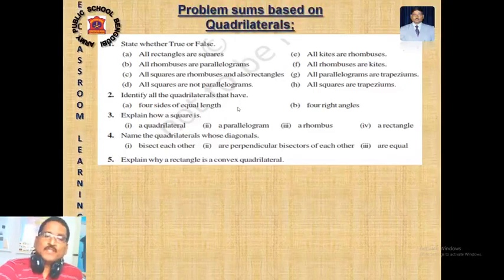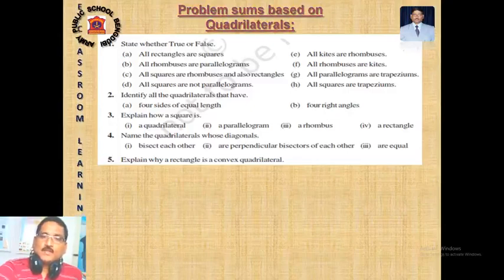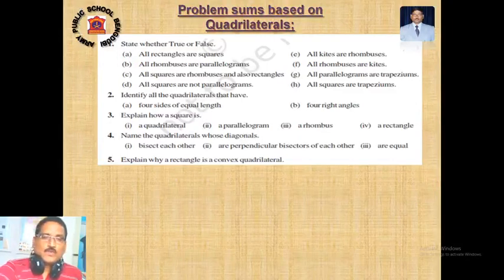Okay. Identify the quadrilateral that has four sides of equal length. Which figure has four sides of equal length? Square has four sides of equal length. Rhombus also has four sides of equal length. The quadrilateral will be either square or rhombus. B. Four right angles. Where do we have four right angles? In rectangle we have four right angles, and square also has four right angles. So the figure will be either rectangle or square.